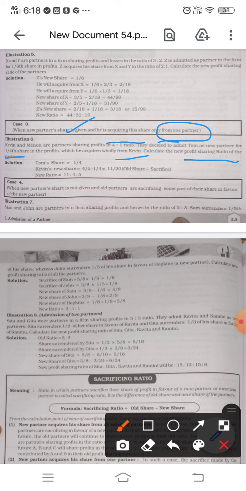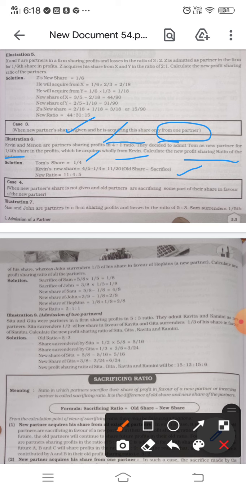So what is the Tom? Tom is the new partner, that is 1 by 4, and he is purchasing from the Kavin only. So what is the Kavin old profit sharing ratio? That is Kavin 4 by 5. In that he is sacrificing 1 by 4. So only we are subtracting 1 by 4. What is the formula? Old share minus sacrificing share to calculate the new profit sharing ratio.